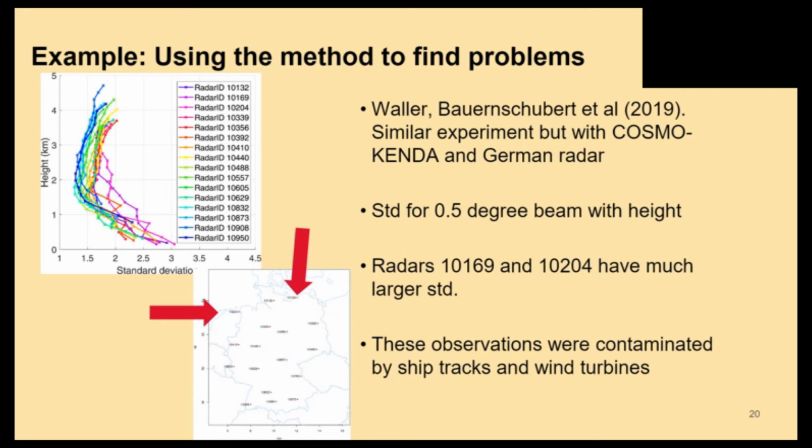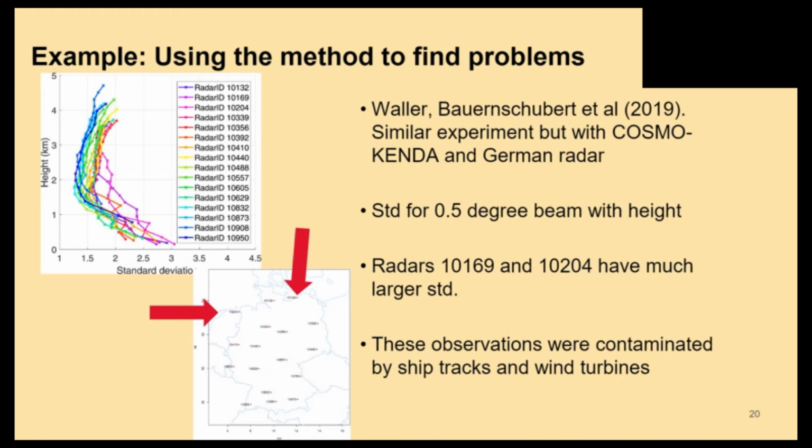This is a picture of Germany with the locations of the radars, and the ones that have gone wrong are the ones I'm pointing to with the arrows, which actually look out over the sea. And we discovered that those observations were contaminated by ship tracks and wind turbines.